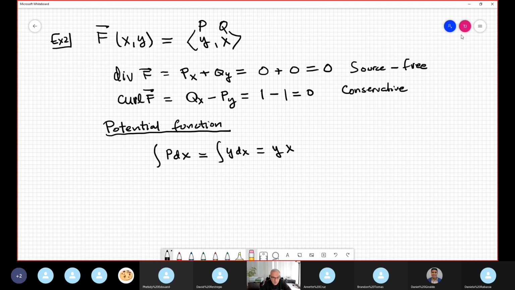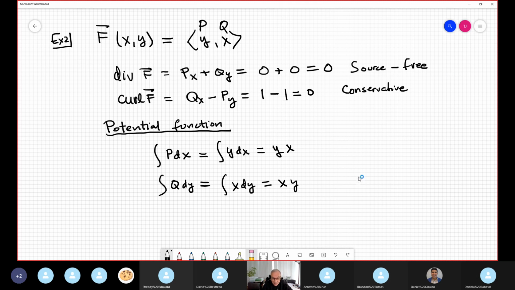Likewise, the antiderivative of Q with respect to y, in our example Q is x, is the integral of x dy. Similar idea: x is a constant, you put it outside, and the antiderivative of dy is y. So they are a perfect coincidence. It's the same; it's a multiplication, and in a multiplication you can change the order, right? Nothing happens.